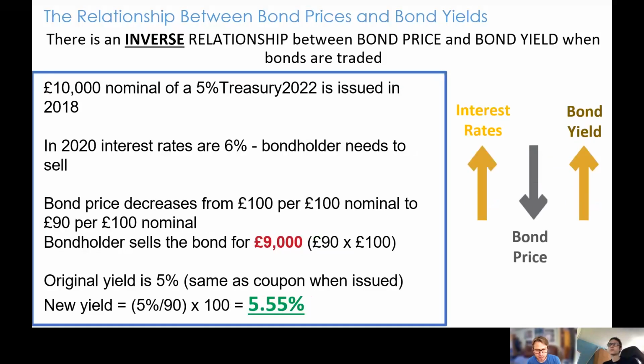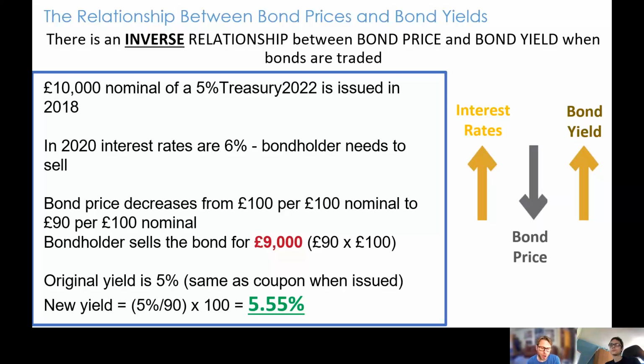And then again, if we take the other scenario where interest rates go up instead of down, with the same bond, but this time interest rates are at 6%, whereas the coupon rate for the bond that we own is 5%, and we want to sell it. This time our bond price goes down because interest rates have gone up above the coupon rate. So now the bond is sold at £90 per £100 nominal rather than £100 per £100 nominal.